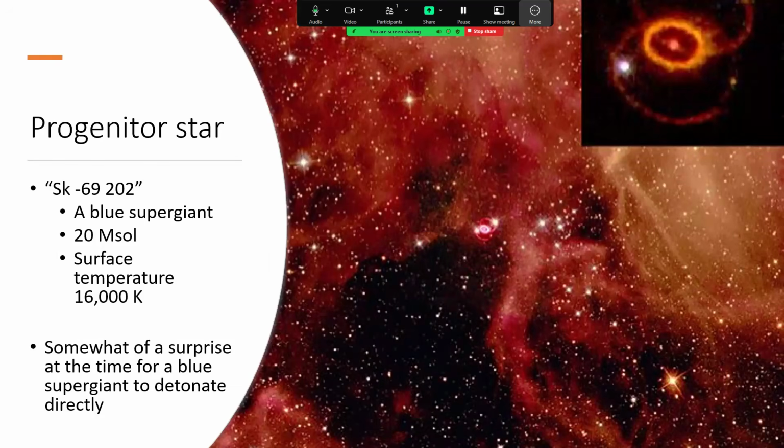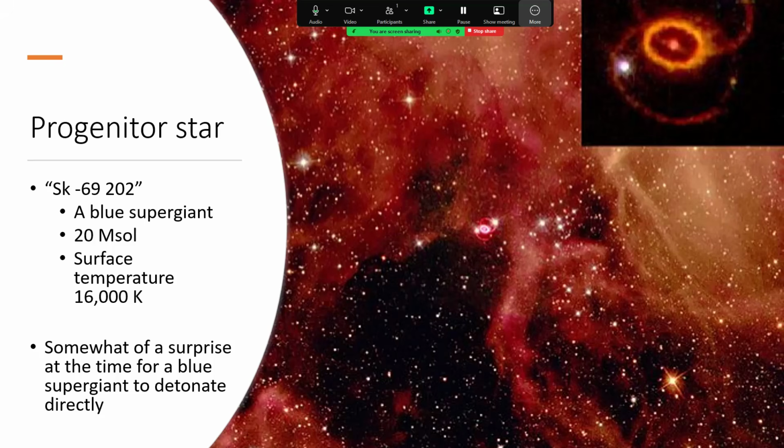Now, we have managed to locate the progenitor star, the star that blew up, in previous photographs and catalogues, and it goes by the designation Sk -69 202. These catalogue numbers are impossible to remember. But it was, before it exploded, a blue supergiant 20 times the mass of the Sun with a temperature of 16,000 Kelvin. So very hot indeed on the surface, very massive, a very short-lived star that would have lived about 10 million years, something like that, and then detonated as a supernova.